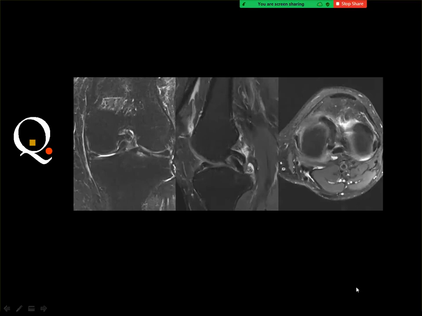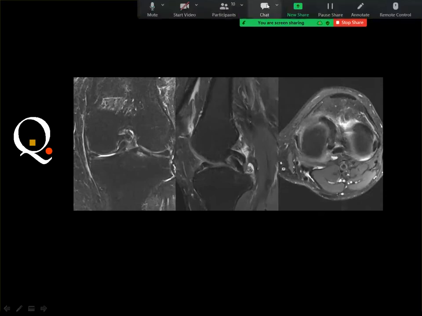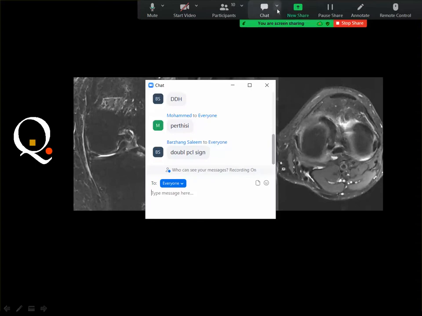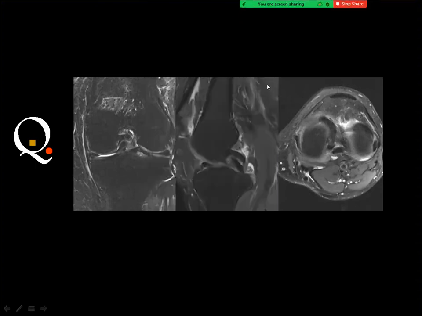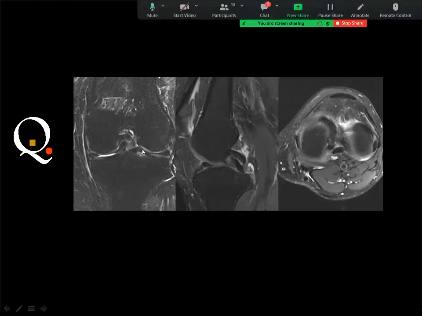The next case is an MRI of the knee, coronal, sagittal, axial STIR images. Yes, then this is double PCL sign, which is diagnostic of bucket handle tear of the medial meniscus. In the coronal image, you can see that the meniscal fragment has been displaced to lie beneath the posterior cruciate ligament. And in the sagittal image, you see the double PCL, and this is the meniscal fragment underneath.